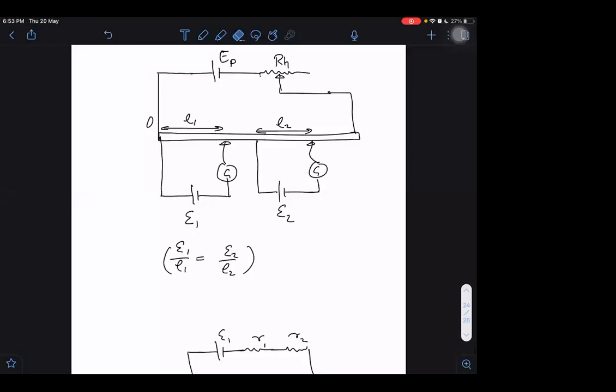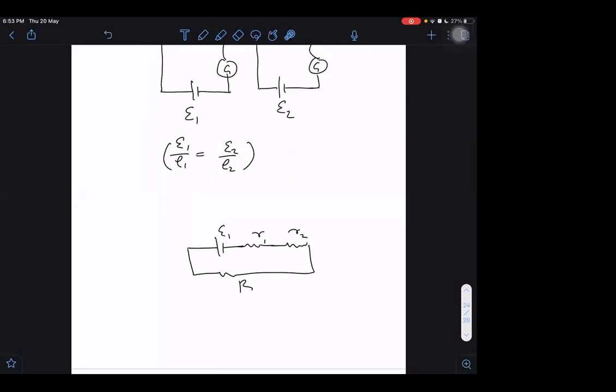Have you seen these diagrams? Yes, sir. We have seen these.